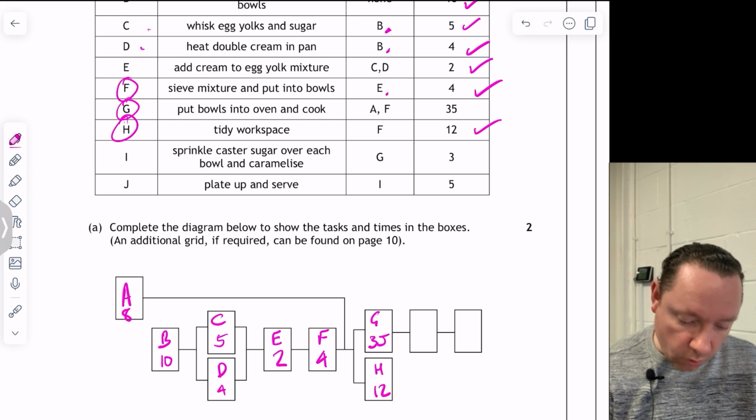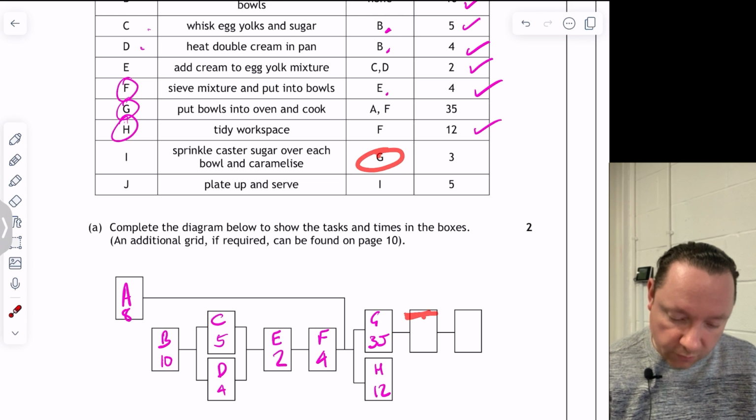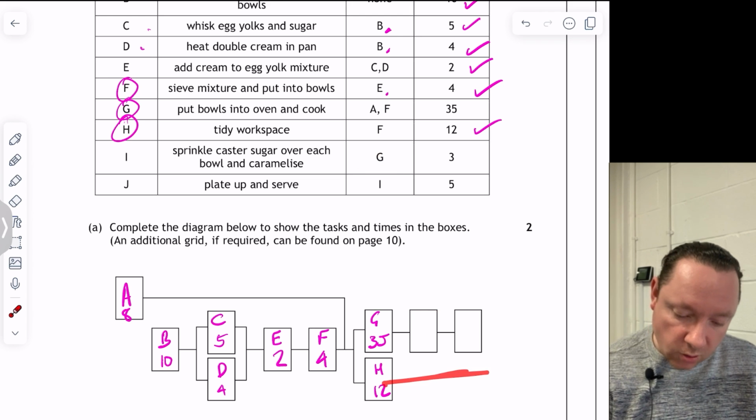And if you make a mistake, you can always go back, but I can see here that we've got something after G, so I need that box, but I've not got anything after H, so I don't need anything. So after G is I, and that takes 3.